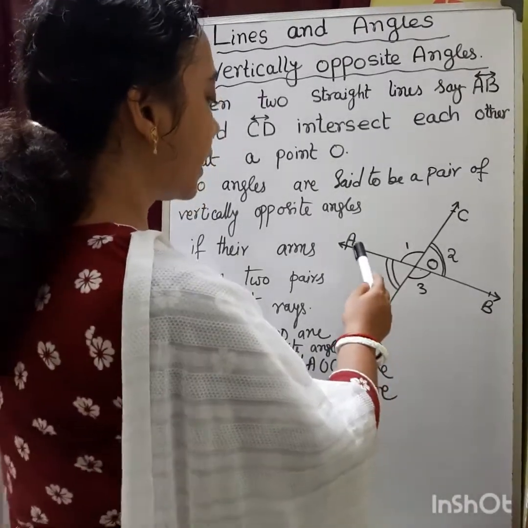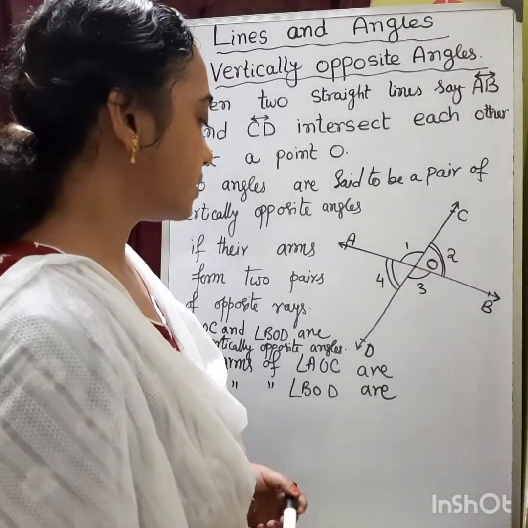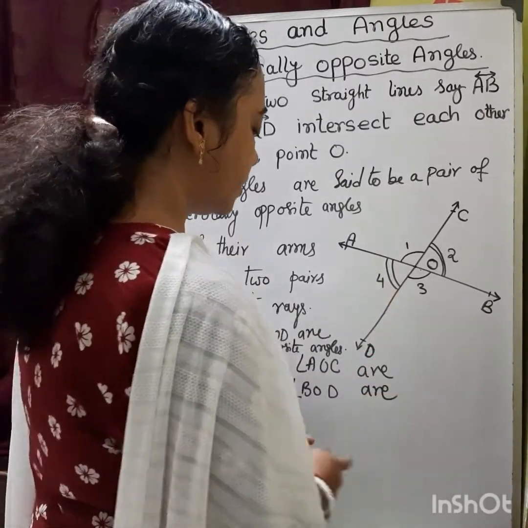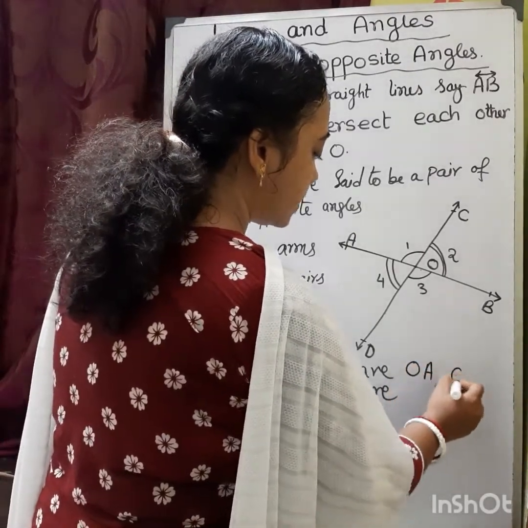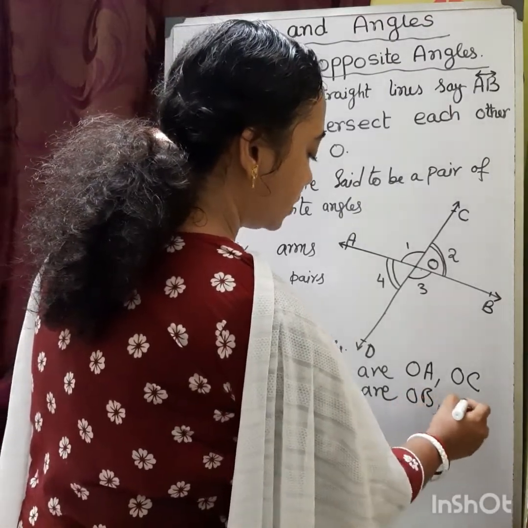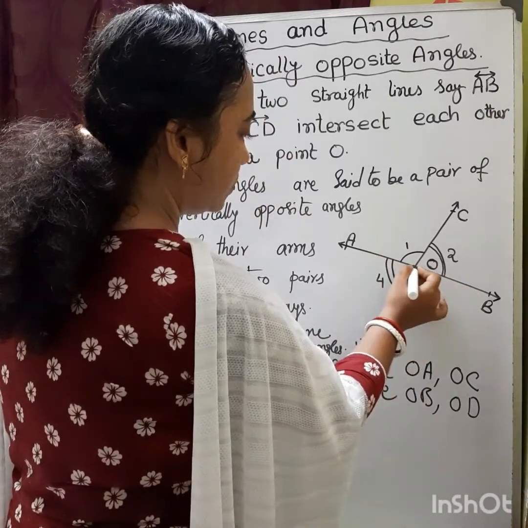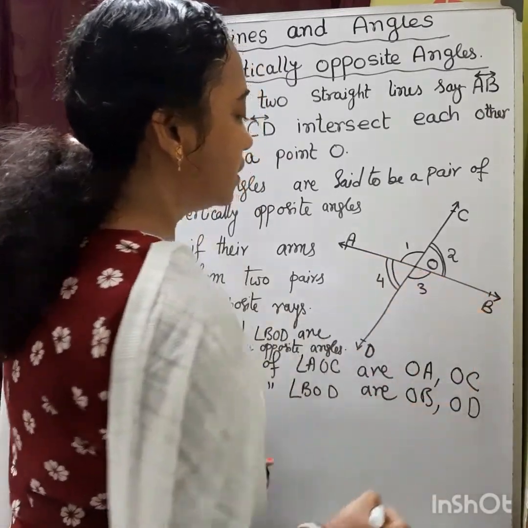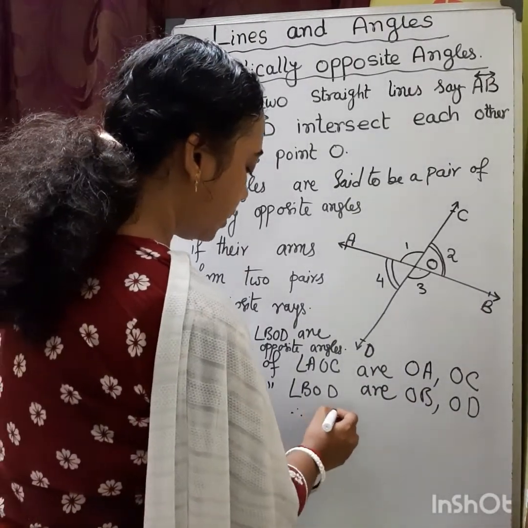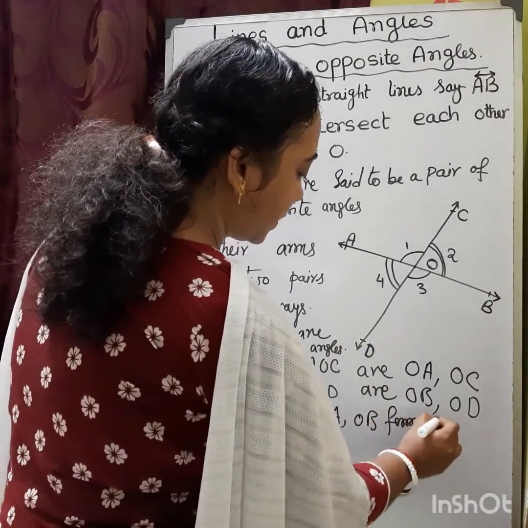Now look at this figure. Here angle AOC and angle BOD are vertically opposite angles. So let us observe their arms. The arms of angle AOC are here OA and OC, and the arms of angle BOD are OB and OD. So here OA and OB, if you observe this arm, that is OA and OB, this form a pair of opposite rays.